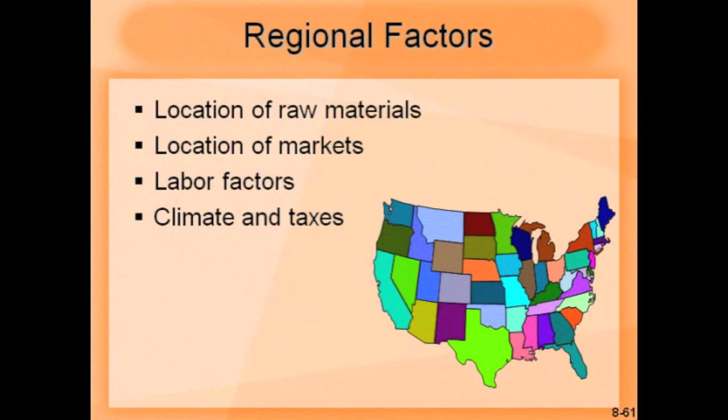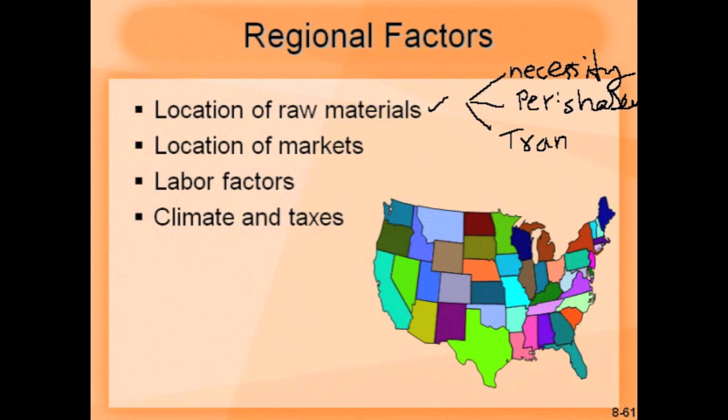The first one is location of raw material. So when looking into regional factors, location of raw material is critical. And there are basically 3 reasons. One is necessity. Second one is perishability. And the third one is transportation cost. Because of these 3 reasons, one may want to locate closer to where they can get raw materials.